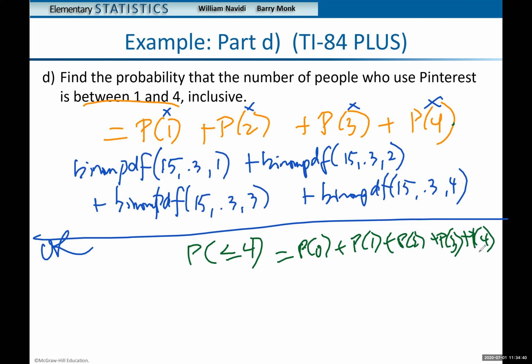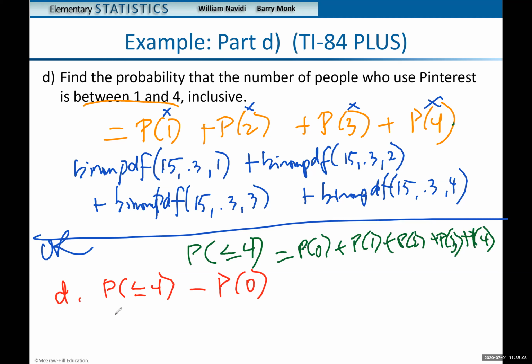So the difference between these two, you have 0 here. This one you don't have a 0. So meaning you need to remove this 0 for them to get the same answer, right? So for letter D, all you have to do is P less than or equal to 4 minus P of 0. Do you agree?